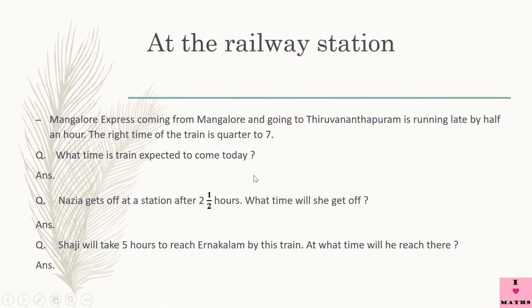Okay. Now this is the last problem. Mangalore Express coming from Mangalore and going to Thiruvananthapuram is running late by half an hour. The right time of the train is 6:45.